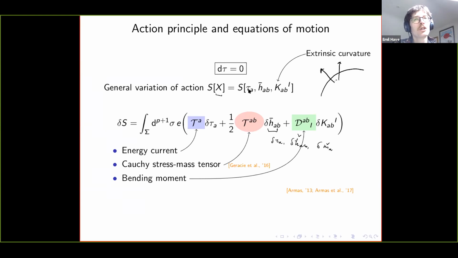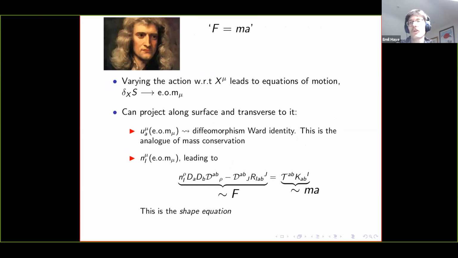And then finally, the response to a variation in the extrinsic curvature is the bending moment. So recall that this K was really a measure of how much our surface bent, so it makes sense that the associated response will keep track of that, and is known as the bending moment. Now, if we perform these variations with respect to the embedding map, we compute the equations of motion with respect to embedding fields. The resulting equation should be thought of as, in some sense, a generalization of Newton's second law.